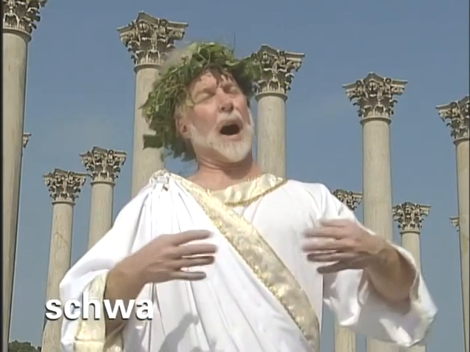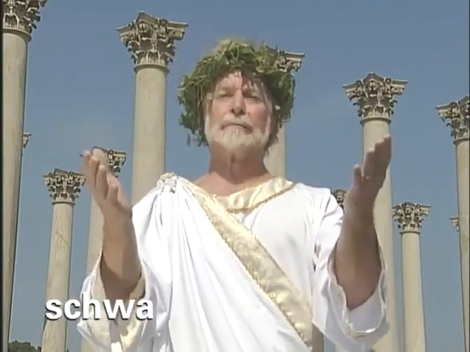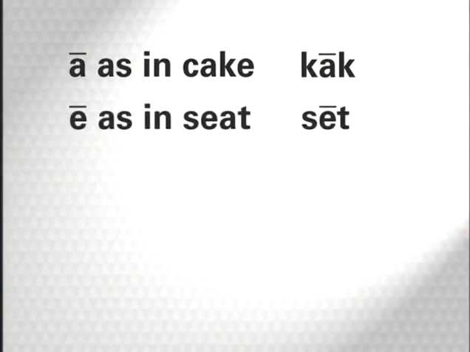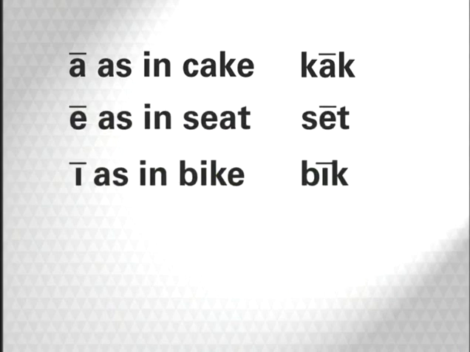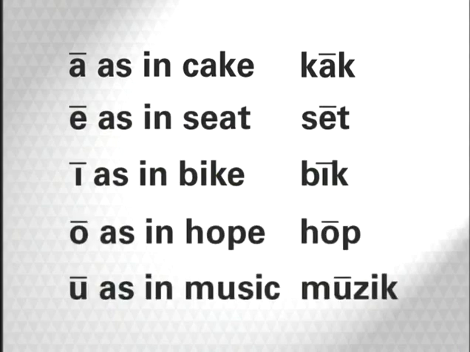If it's the most used sound in the English language, how come I've never heard of it? Of course you have. But before I tell you what it sounds like, let's review the vowel sounds using phonetic symbols. There are the long sounds, which everyone's familiar with. A as in cake, E as in seat, I as in bike, O as in hope, U as in music.